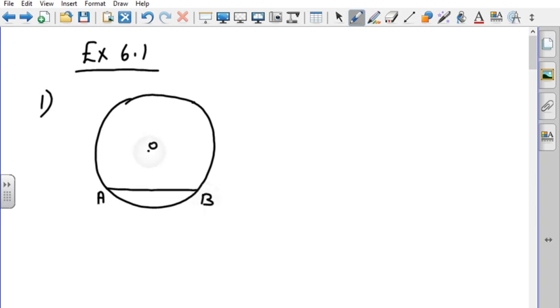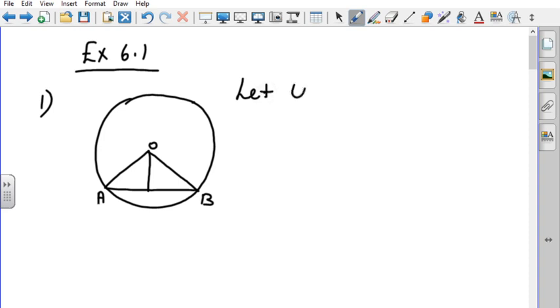A line drawn from the center of the circle to the midpoint of the chord AB is perpendicular to the chord. So we have to prove that this line is perpendicular. So let us join OA and OB. OA and OB are nothing but the radius of the circle. Okay. So let us start the problem.